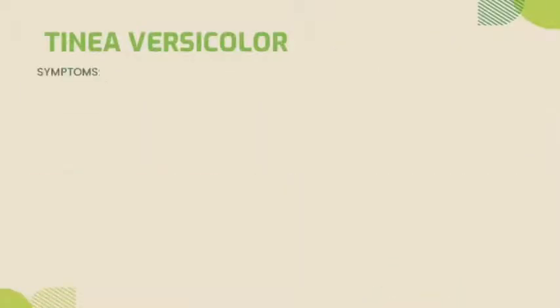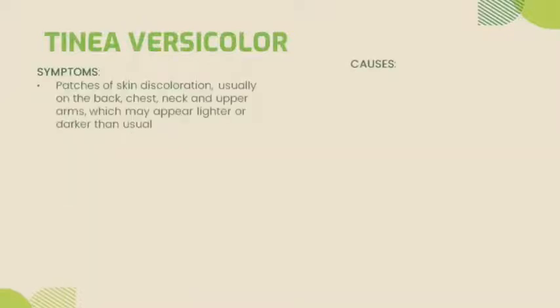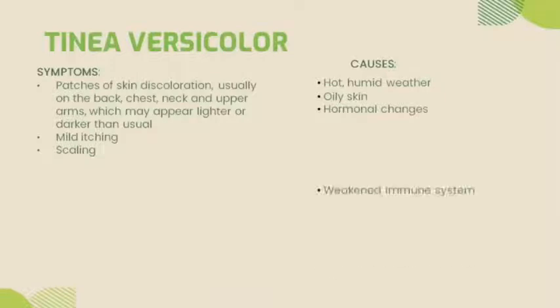Tinea versicolor symptoms. Patches of skin discoloration, usually on the back, chest, neck, and upper arms, which may appear lighter or darker than usual. Mild itching, scaling. Causes: hot, humid weather, oily skin, hormonal changes, weak immune system.